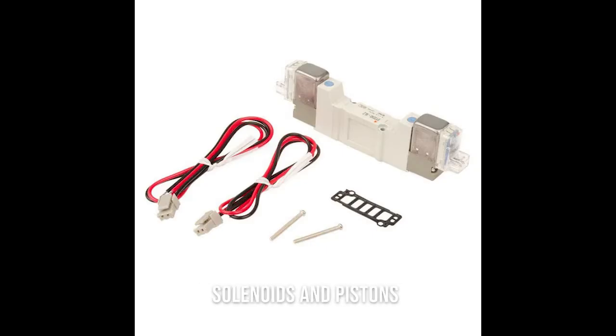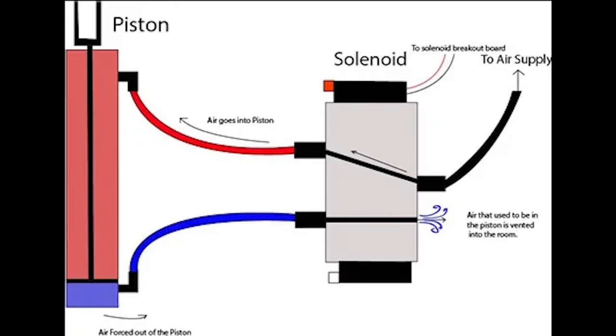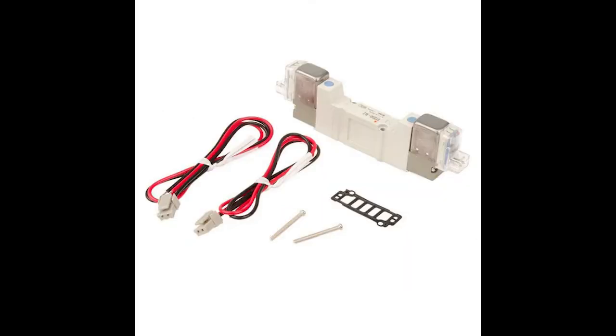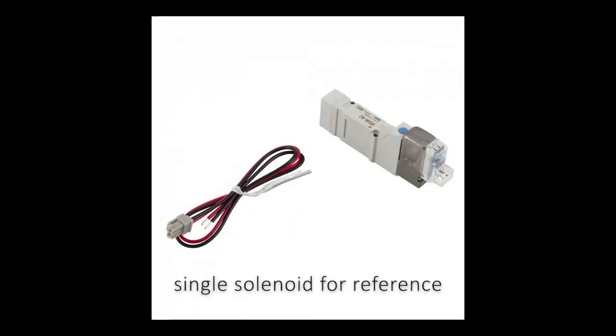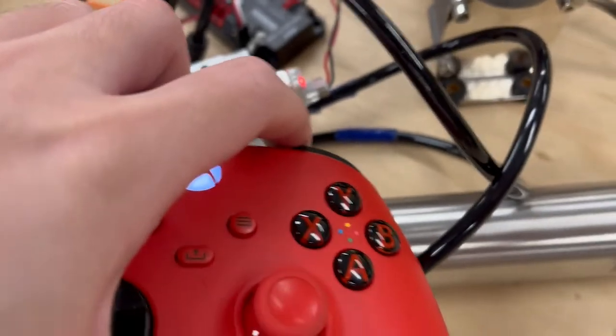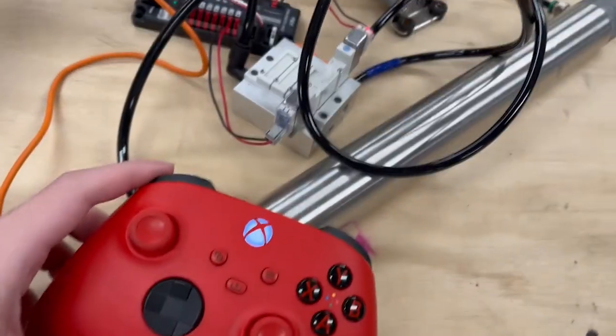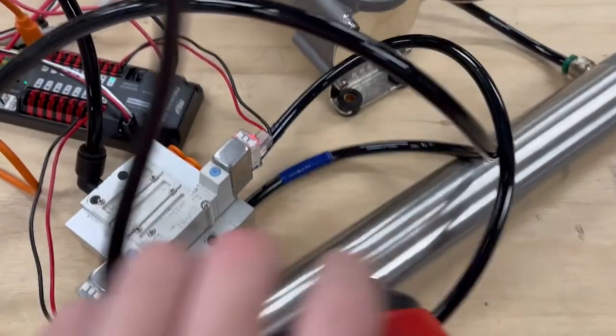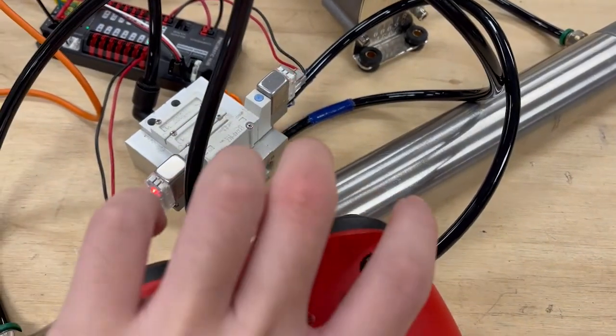Next, we have solenoids and pistons. Solenoids allow us to control the air that is being directly fed into our pistons, allowing us to extend and retract them. Double solenoids, which are what we generally use, have two sides, hence why they are called double. You can think of them as a flipping switch. You can only have one of the two sides active at a certain time.